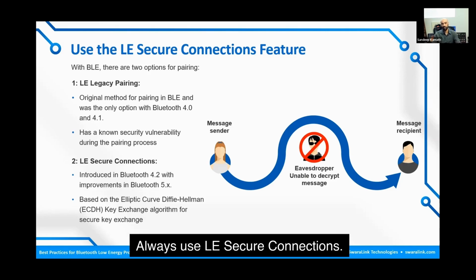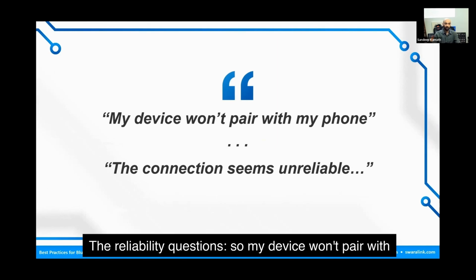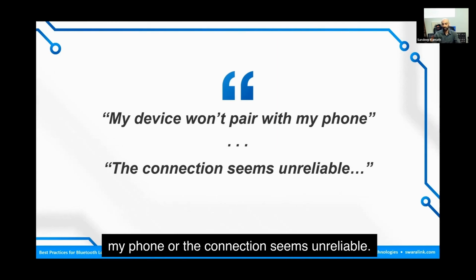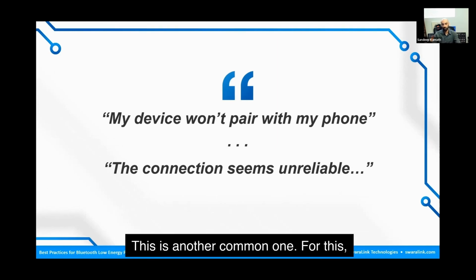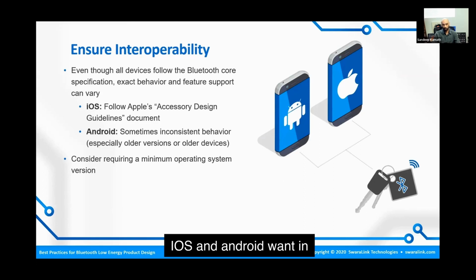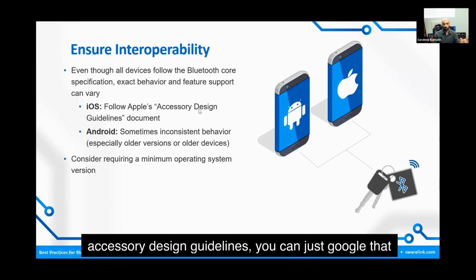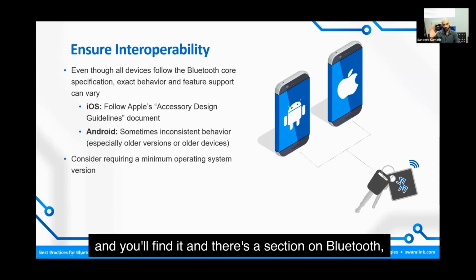The reliability question. So my device won't pair with my phone, or the connection seems unreliable. This is another common one. For this, the best practice is really to understand what iOS and Android want in order to make your product reliable. Apple has a document called Accessory Design Guidelines. You can just Google that and you'll find it. And there's a section on Bluetooth Low Energy, and they give you all these details of do this, don't do this, do this, don't do this.